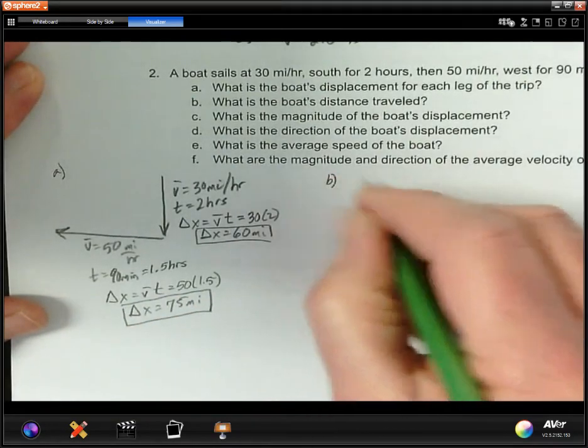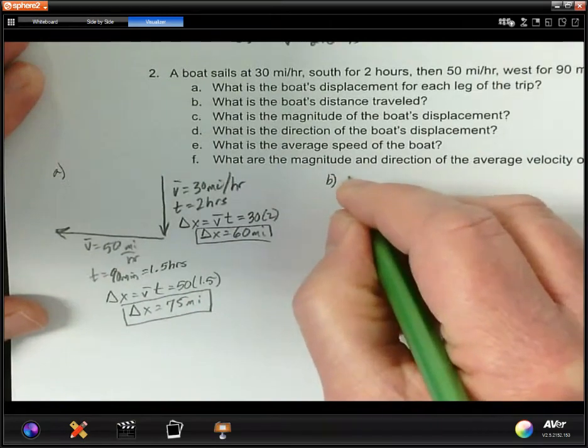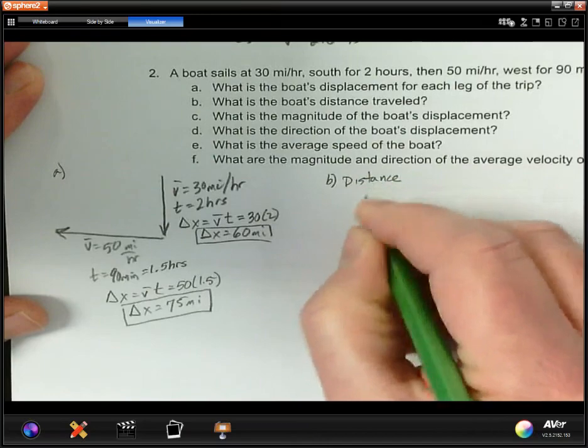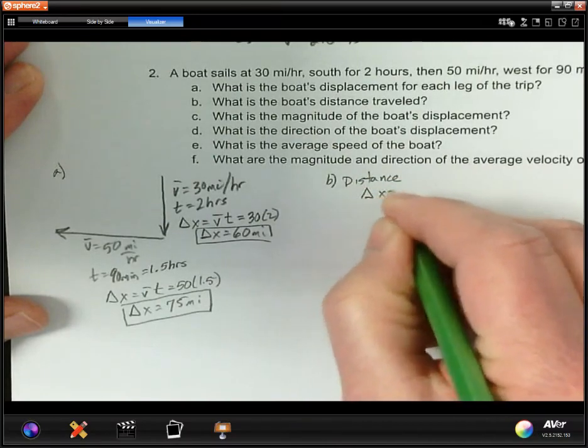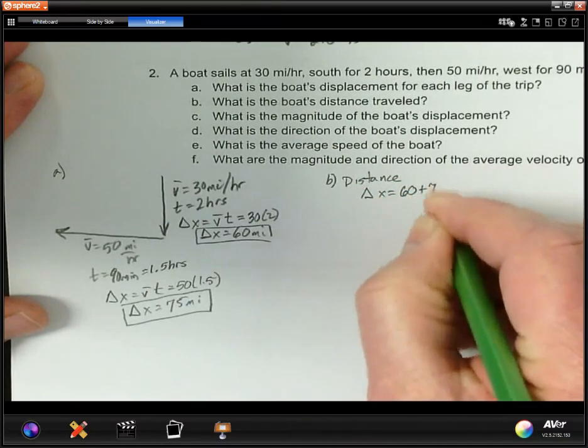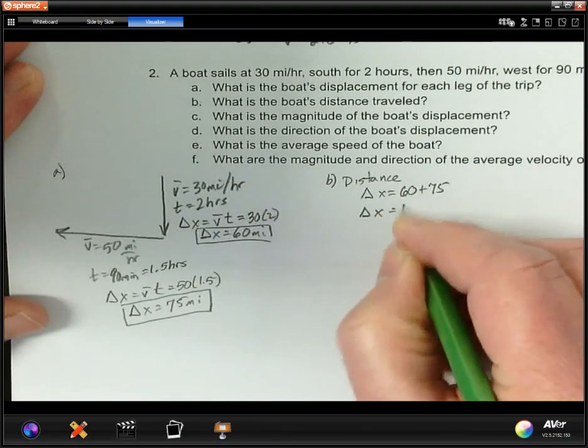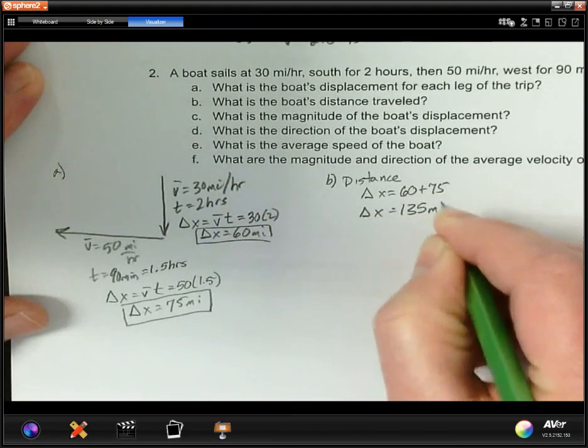B, distance traveled. Distance is just how far he went altogether. I don't worry about directions. So delta x is going to be 60 plus 75. Delta x is 135 miles.